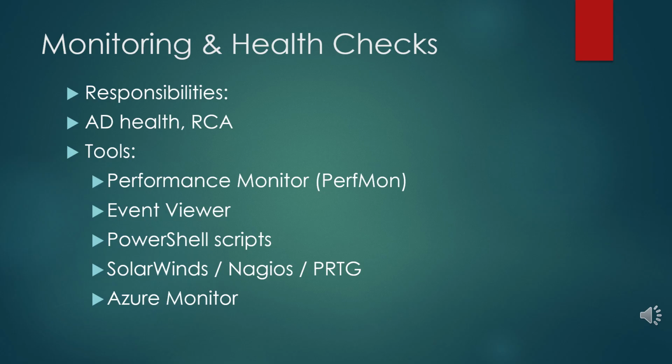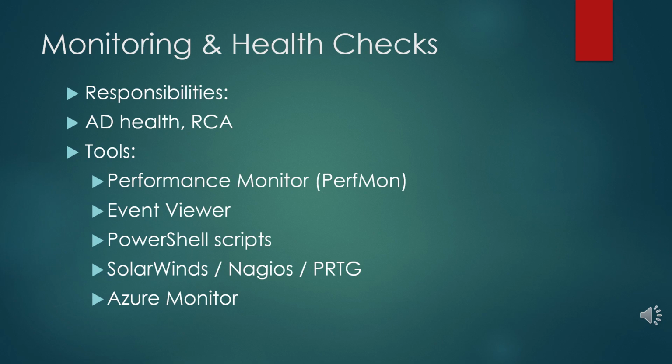Another powerful tool is Event Viewer. Event Viewer provides detailed logs about everything happening in the system. In real-time troubleshooting, this is usually the first place we check. For example, if a service fails or a login issue occurs, we can go to system logs or security logs and identify the exact error message.